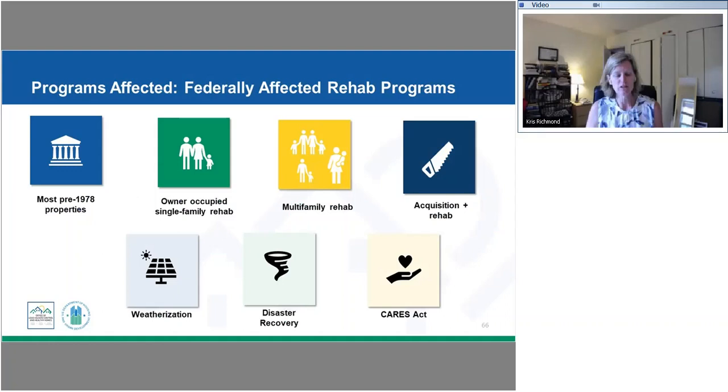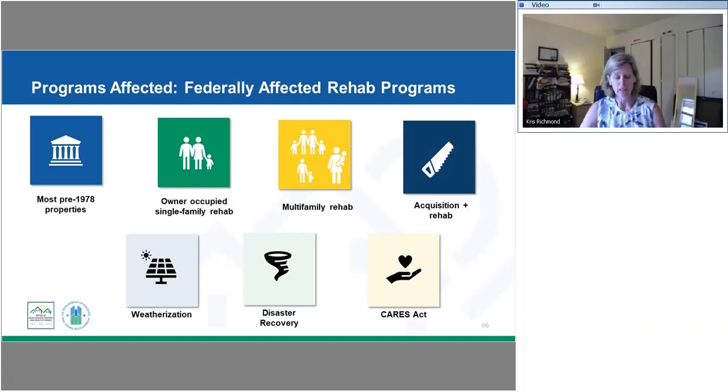All right, so let's dive into our housing rehab programs, Subpart J. This slide shows different types of federally assisted rehab programs that are affected by Subpart J and typical ones that are undertaken by you, the grantee. So remember, we're dealing with pre-1978 properties. Very common for grantees to run an owner-occupied single-family rehab program. Sometimes it's called homeowner rehab programs. A lot of multifamily rehab programs out there. Perhaps you're running an acquisition and rehab program, maybe a weatherization program, disaster recovery, or even CARES Act rehab.